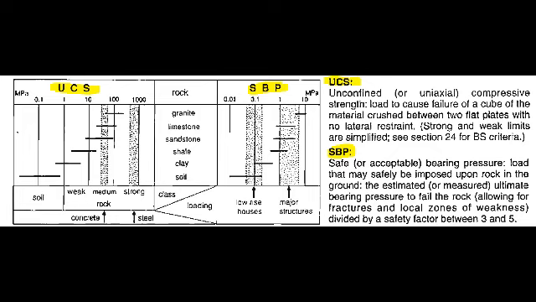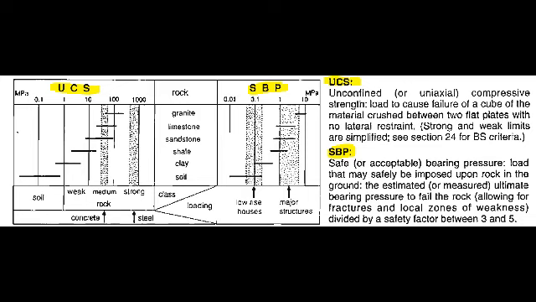Strong and weak limits are simplified. See section 24 for BS criteria. We will discuss in section 24. SBP, safe or acceptable bearing pressure, is the load that may safely be imposed upon rock in the ground. It is the estimated or measured ultimate bearing pressure to fail the rock, allowing for fractures and local zones of weakness, divided by a safety factor between 3 and 5.